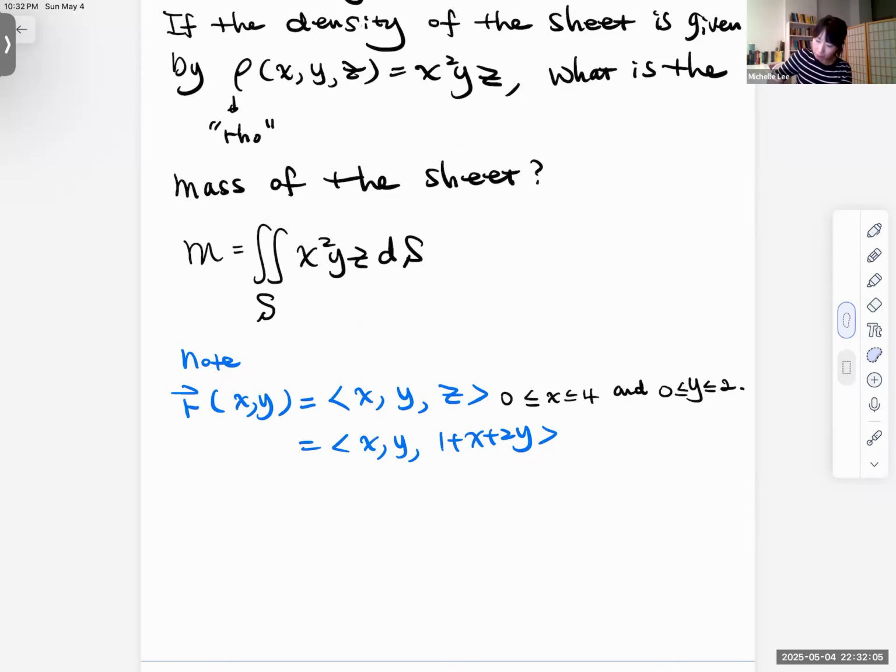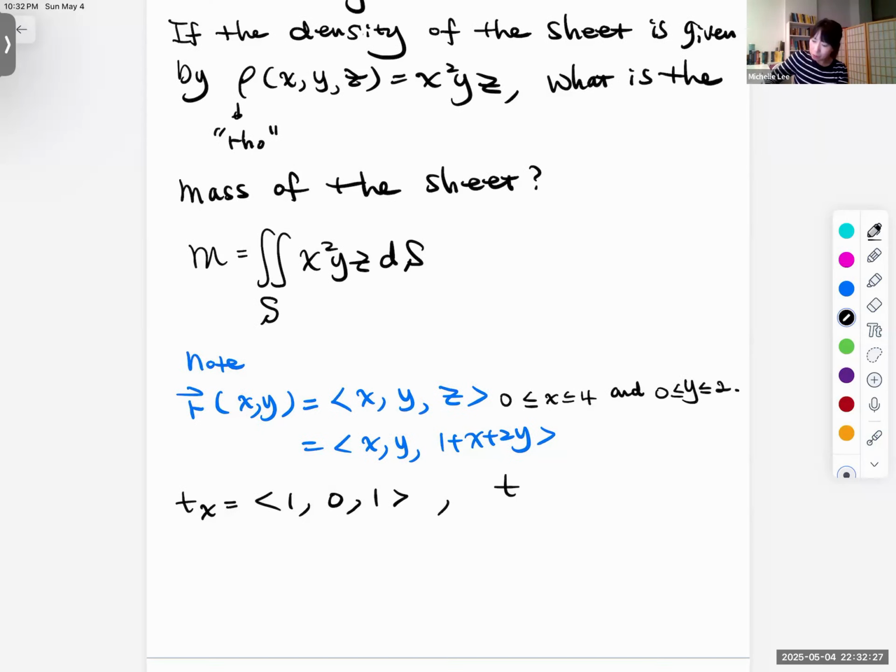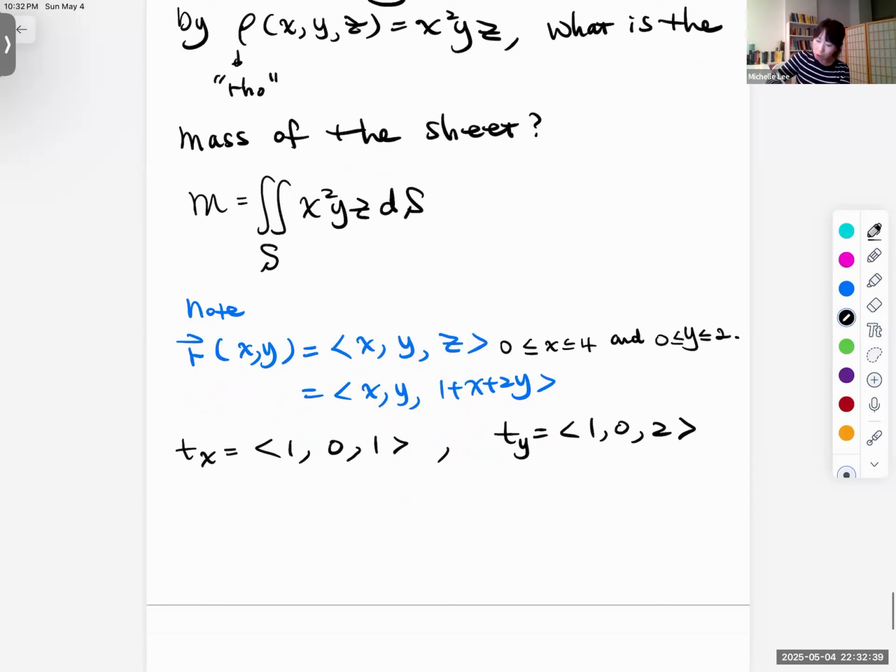Now the tangent vector, T of x. We look at the partial derivative with respect to x: the first component is 1, the second is 0, and the third is 1. What about the partial derivative with respect to y? The first is 0, the second is 1, the third is 2. So 1, 0, 2. Okay, cross product.